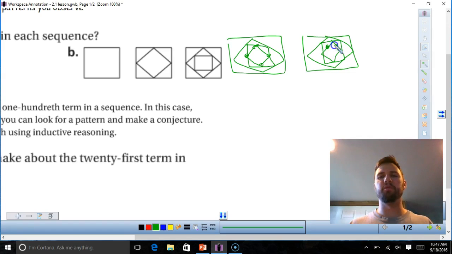Again, we just take our midpoints of each of those and connect it. If you don't see it, I'm sorry. All right.